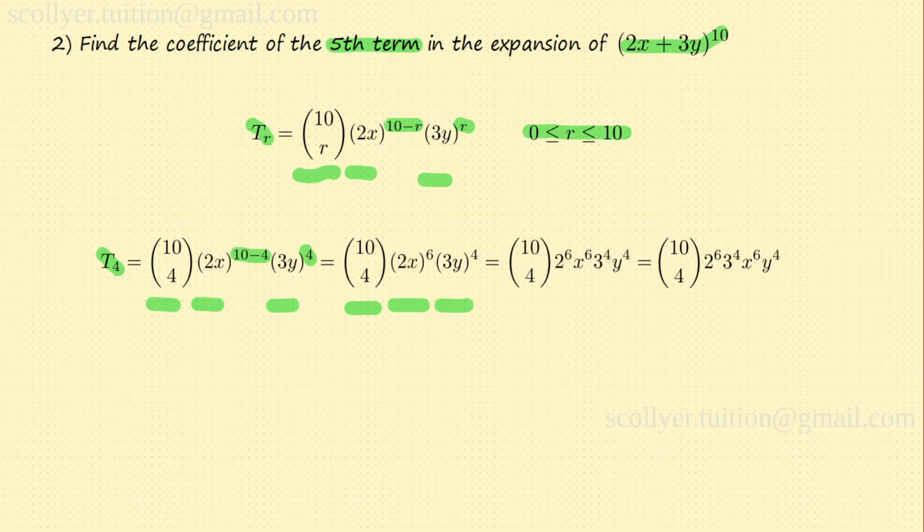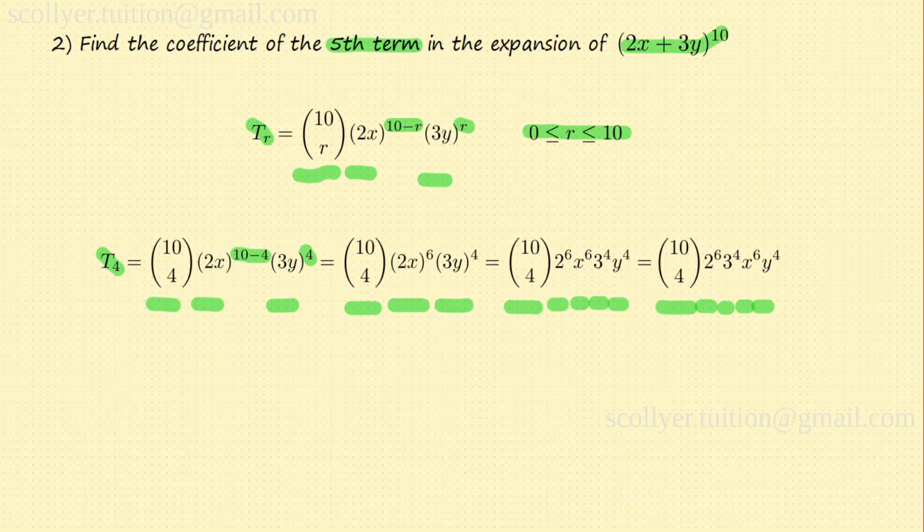By the rules of powers, that turns into 10 choose 4, 2 to the 6, x to the 6, 3 to the 4, y to the 4. And rearranging that, we get 10 choose 4, 2 to the 6, 3 to the 4, times x to the 6, y to the 4.